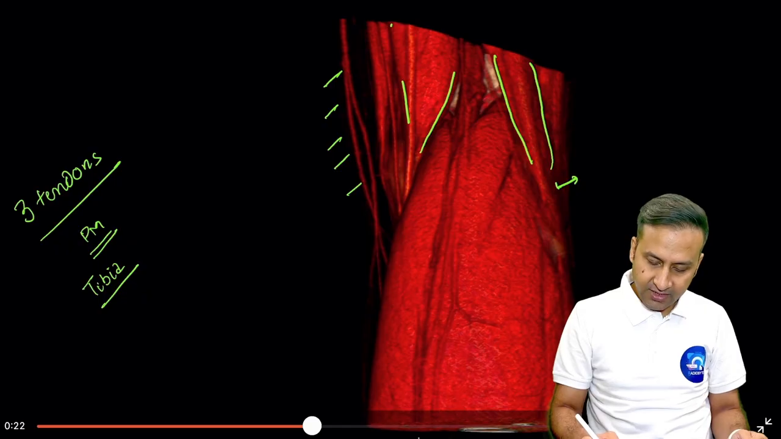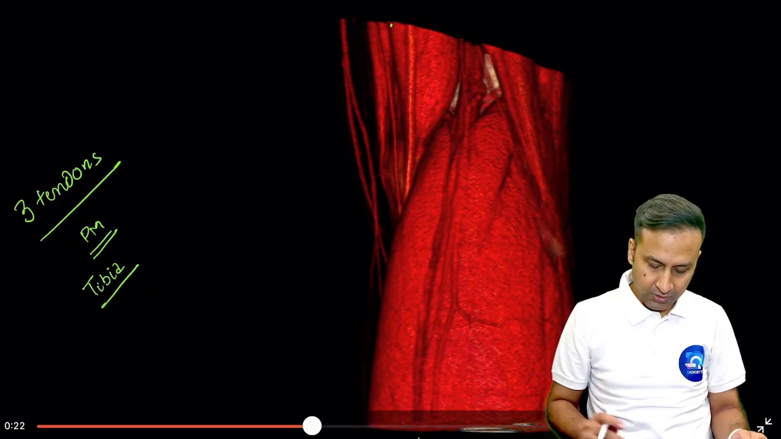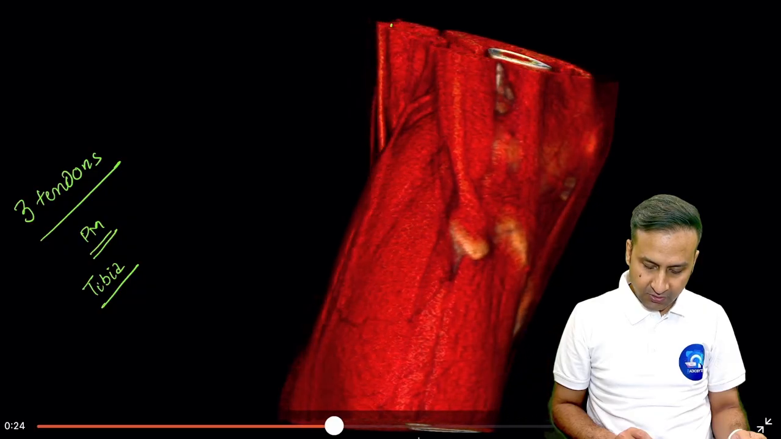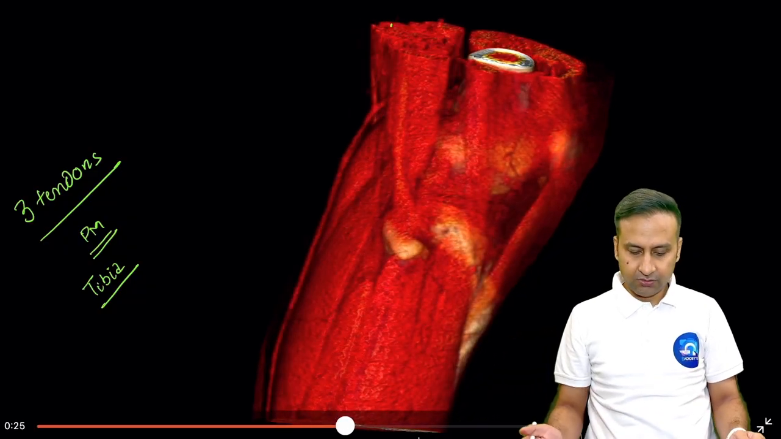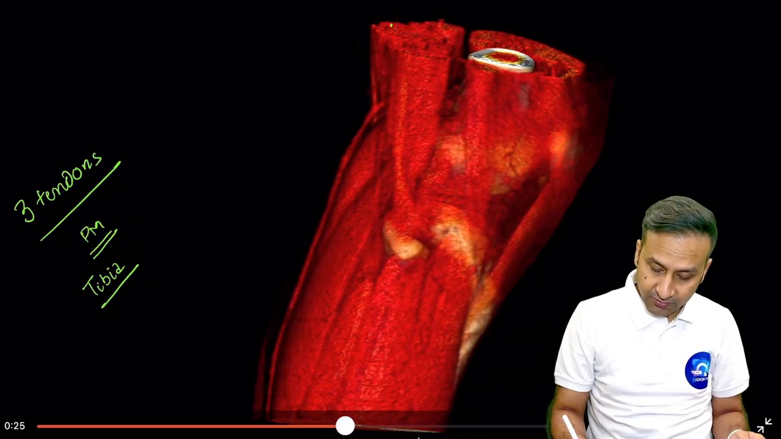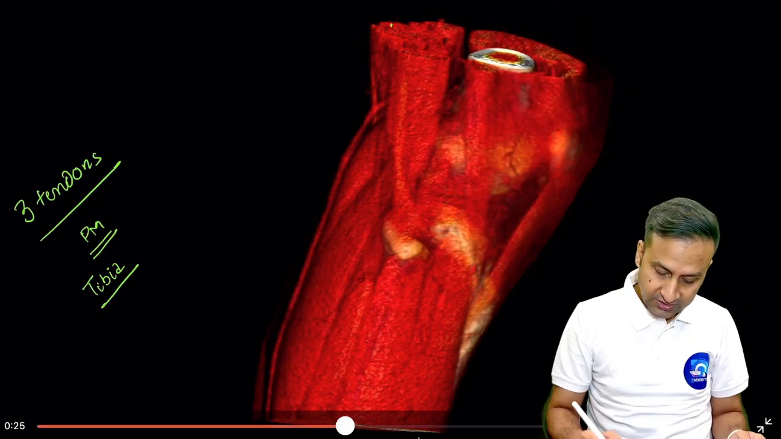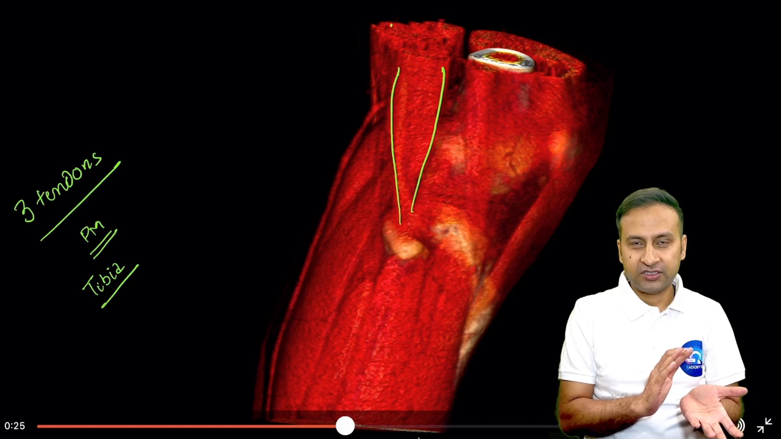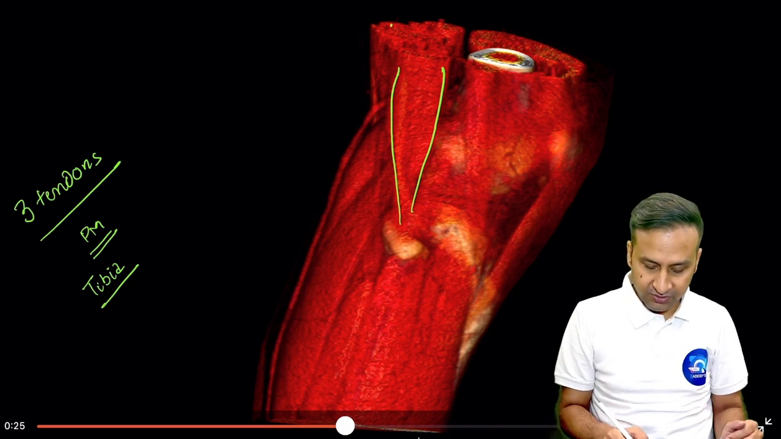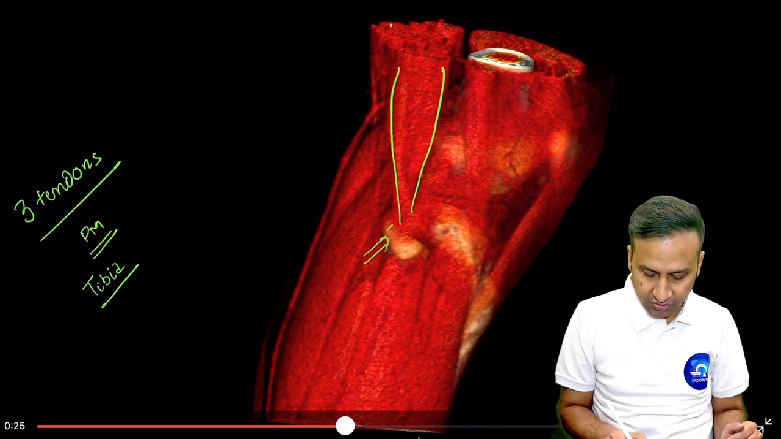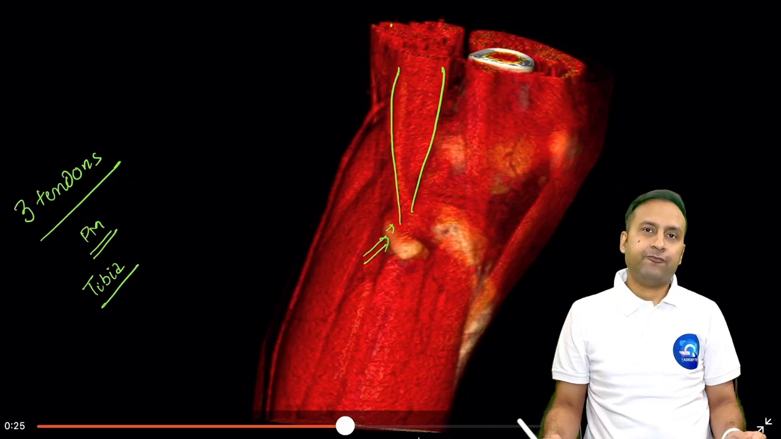So let's clear this up and let's move our cursor a bit along the lateral aspect. Now, what do we see on the lateral aspect? On the lateral aspect, again, I hope you can see that there is a tendon, a muscle that we looked at from the posterior aspect, but now it's well seen on the lateral aspect, which is inserting somewhere in the region of the head of the fibula.